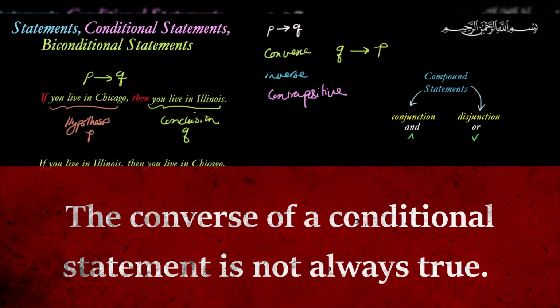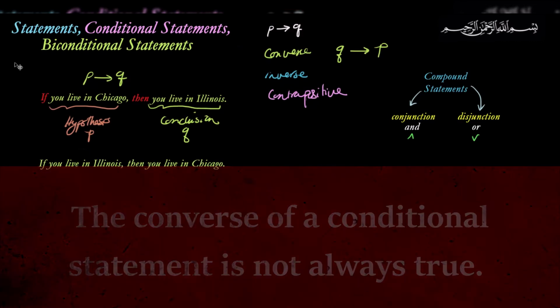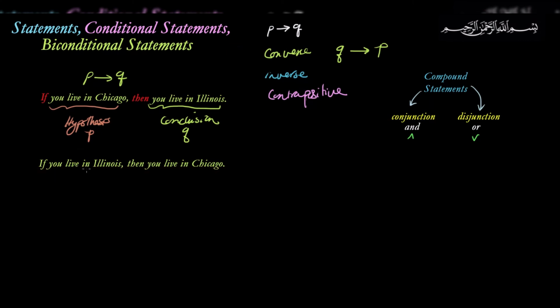You can see here that the converse is not necessarily true. If you live in Illinois, then you live in Chicago. Well, that's not necessarily true, right? You could live in Springfield, Illinois, or something like that. But this would be the converse, where you switch the conclusion and the hypothesis. So if the original statement is if you live in Chicago, then you live in Illinois, the converse would be just switching the conclusion and hypothesis, or the reverse of the statement.